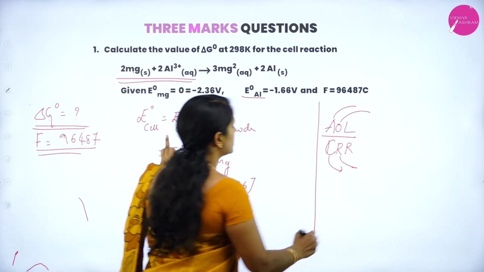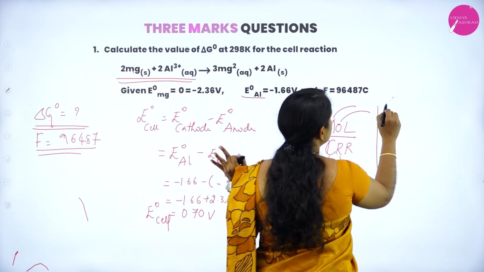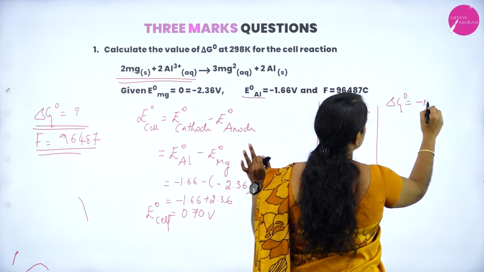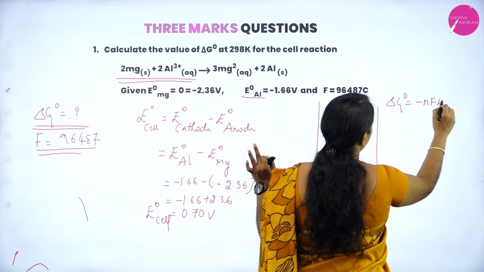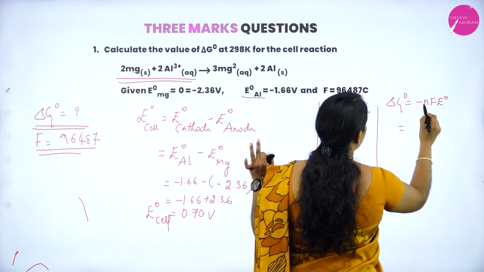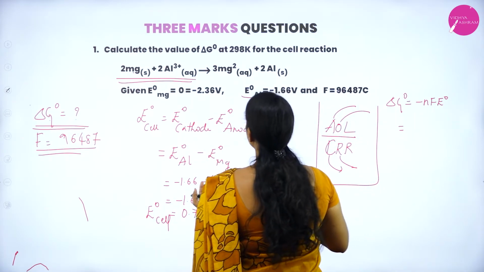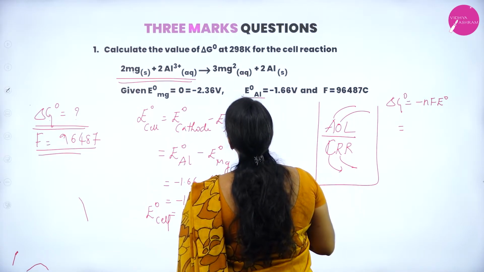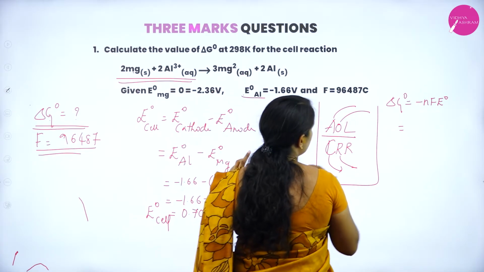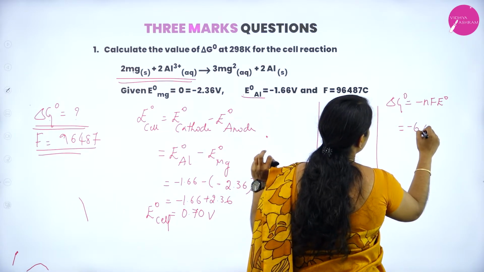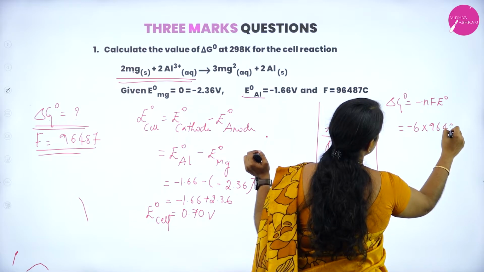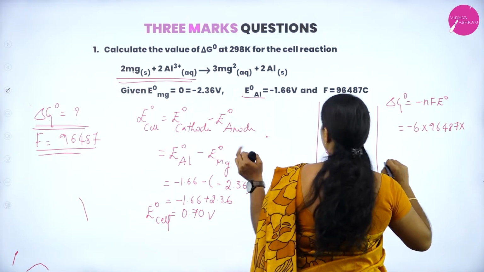After finding out the E0 of the cell, we need to calculate the standard free energy change, which is obtained with this equation: delta G0 equals minus n F E0. So what is n? n stands for the number of electrons which have been lost. You can see that 2 electrons will be lost by the magnesium, and 2 into 3 is 6. So I'll write minus 6 into F, which they have given, 96487, into the E0 value.